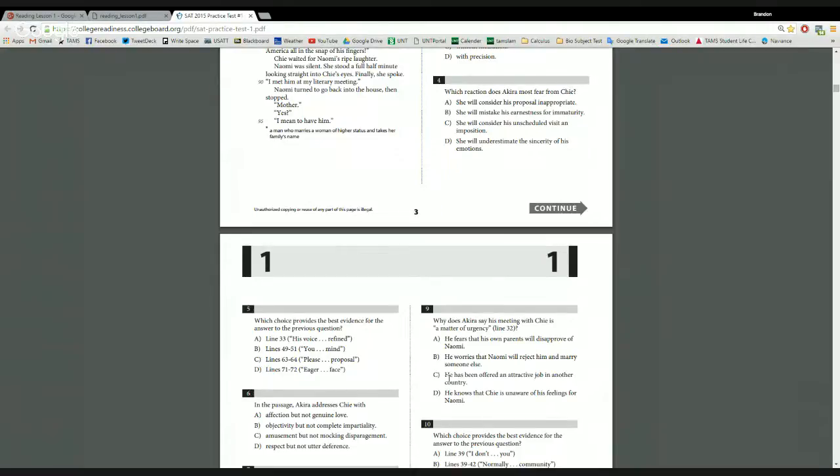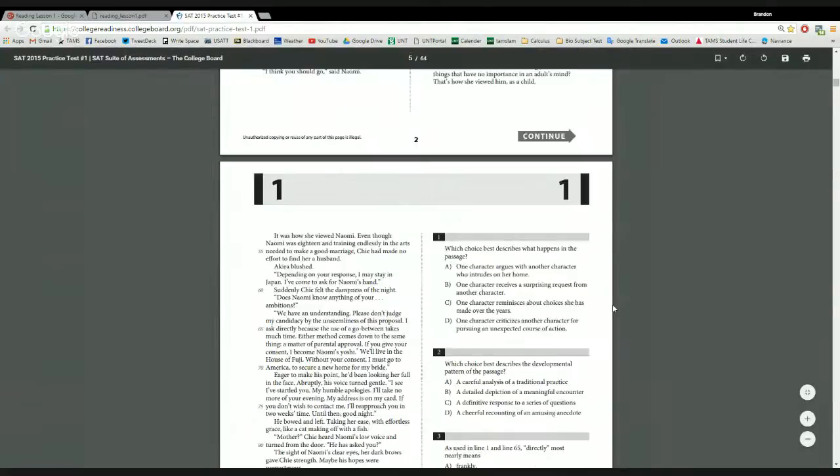So number 10, because this is also an evidence-based question, so it's connected with question 9. So which choice provides the best evidence? We actually found where it was.